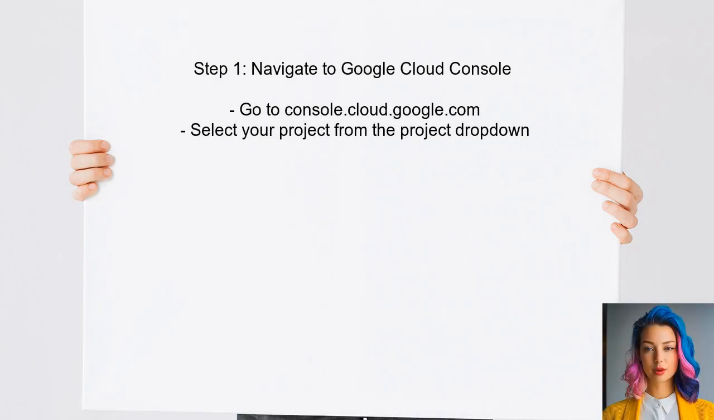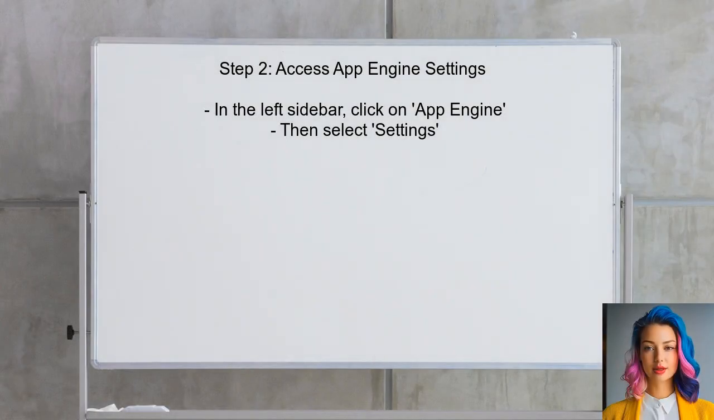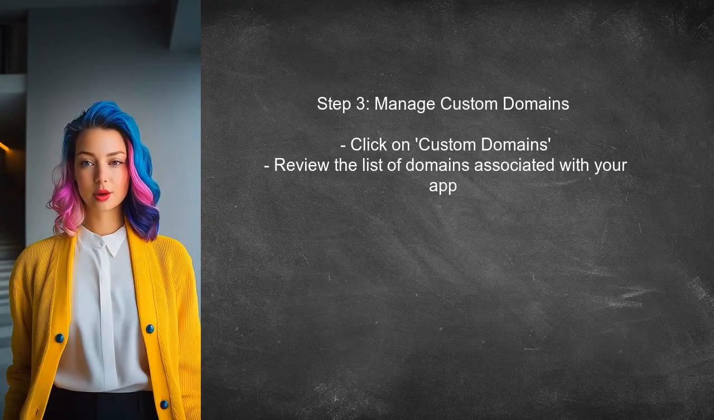To disable the default domain on Google App Engine, the user should first navigate to the Google Cloud Console. This is where they can manage their app settings. Next, the user should go to the App Engine settings. This is where they can find the options related to their app's domains. In the settings, the user will find a section for custom domains. Here, they can manage their domain settings and see the default domain listed.